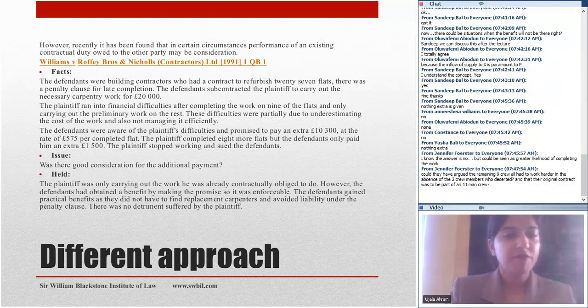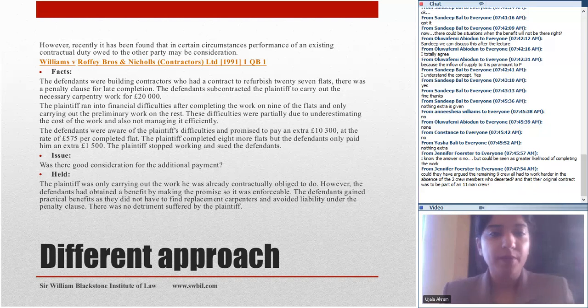So let's look at the facts of the case. Defendants were building contractors who had a contract to refurbish 27 flats, and there was a penalty clause for late completion. Now, pay close attention to this part of the fact that there was a penalty clause for late completion. So the defendants subcontracted the plaintiff to carry out the necessary carpentry work for £20,000. The plaintiff ran into some kind of financial difficulties, and they were only able to complete 9 flats.